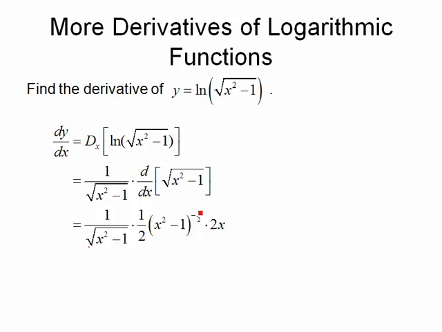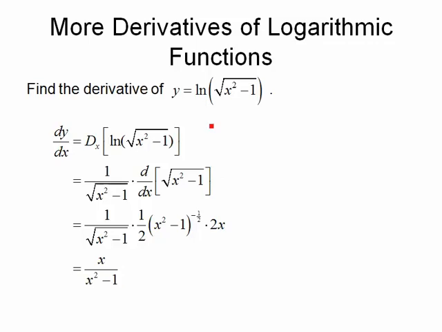Now notice that there is a negative 1/2 power, so this piece is the same as 1 over square root of x squared minus 1, and I can combine that with the other piece. Essentially what I have is 1 over square root of x squared minus 1 times 1/2 times 1 over square root of x squared minus 1 times 2x. The 2's are going to go away, and these two square roots can multiply together, giving me just x squared minus 1. So my final answer is going to be x over x squared minus 1.